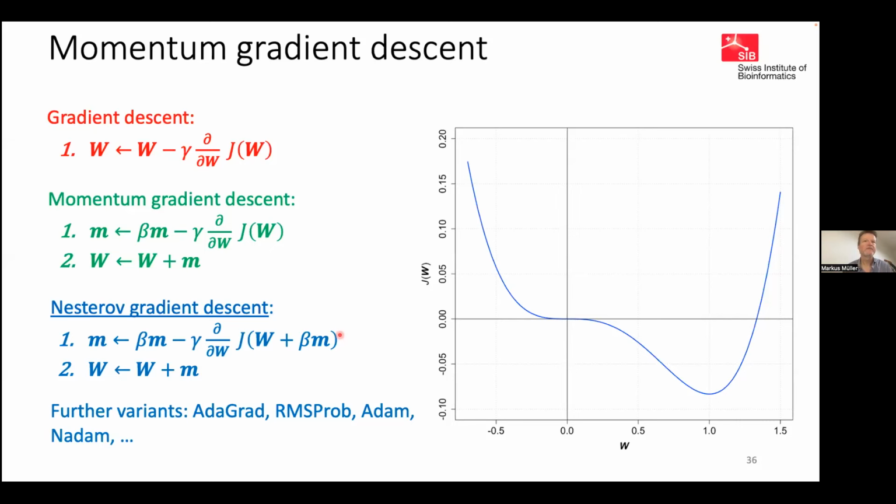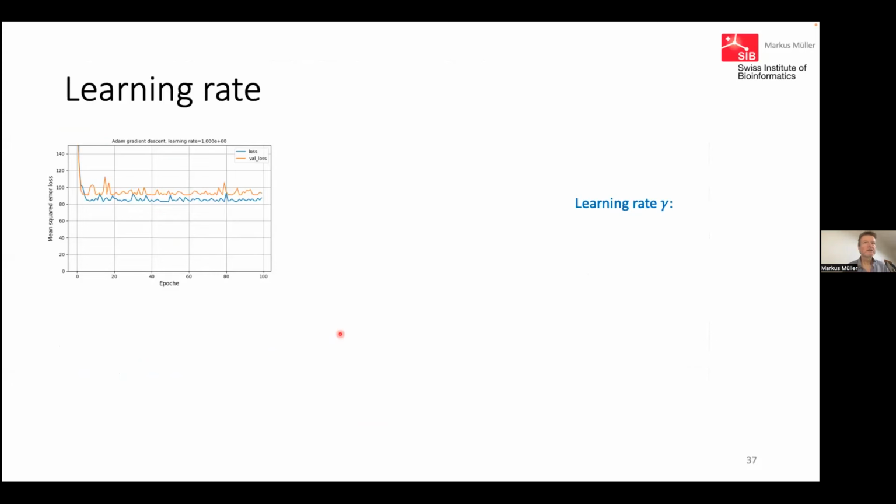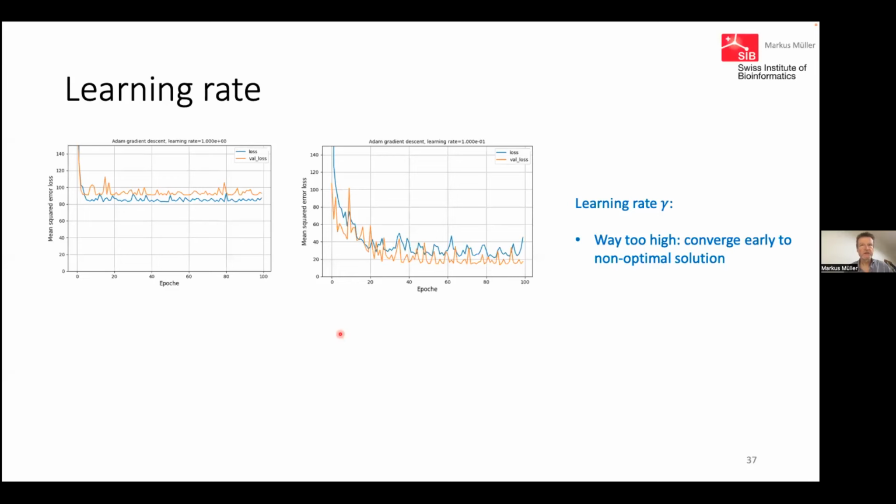Then the learning rate is equally important. If you have a learning rate that is way too high, you kind of overshoot, we jump over the global minimum, and we will not be able to go back there again. So we end up in a not optimal solution. If the learning rate is still a little bit too high, we might find the optimal solution, but then we will jump around quite a bit and it will have difficulties to converge. And that is shown here. It's fairly noisy behavior on the training loss and the validation.